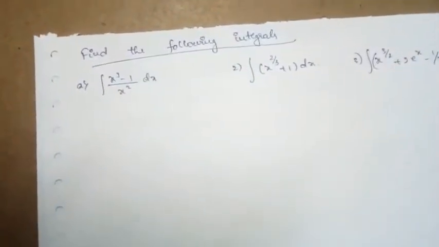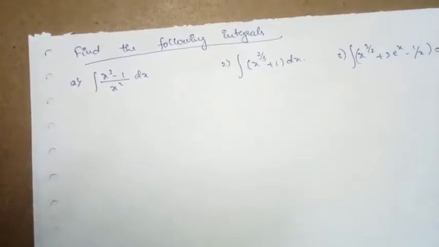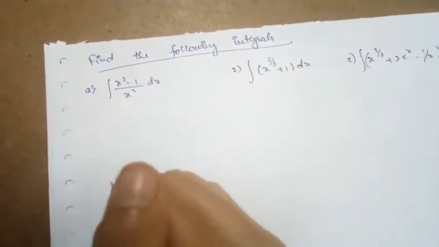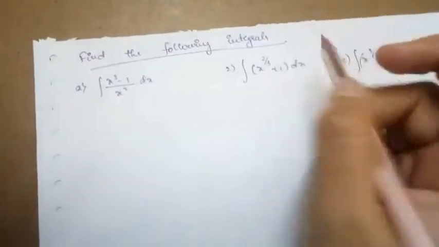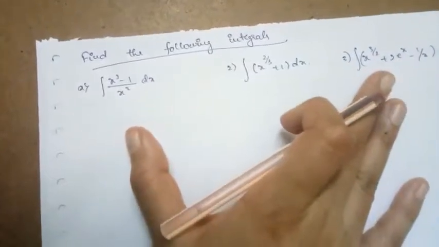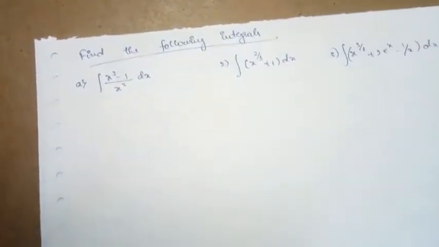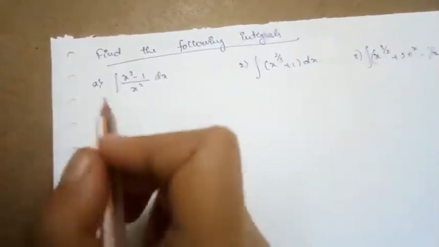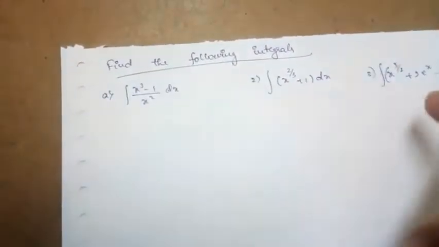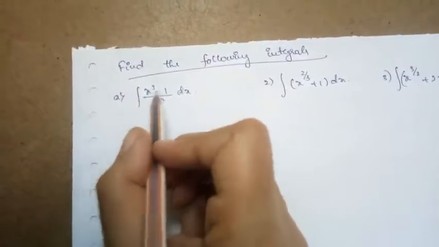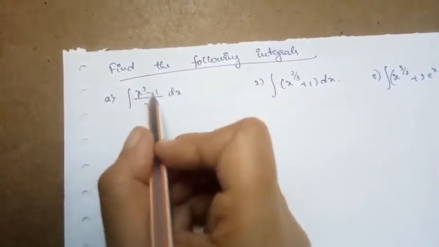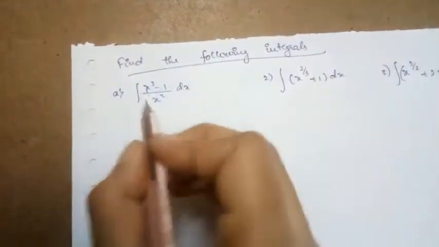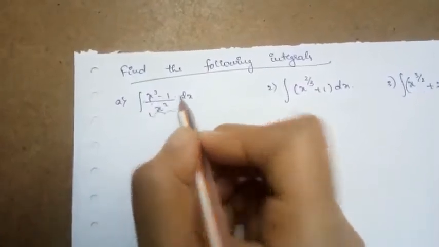Now find the following integrals. Here are some examples of how we are going to find integrals. We already know the formulas for finding integrals, so by using those formulas, let us try to find the integrals of these given functions. The first is the integration of (x cube minus 1) divided by x square dx. Let us first simplify this one.